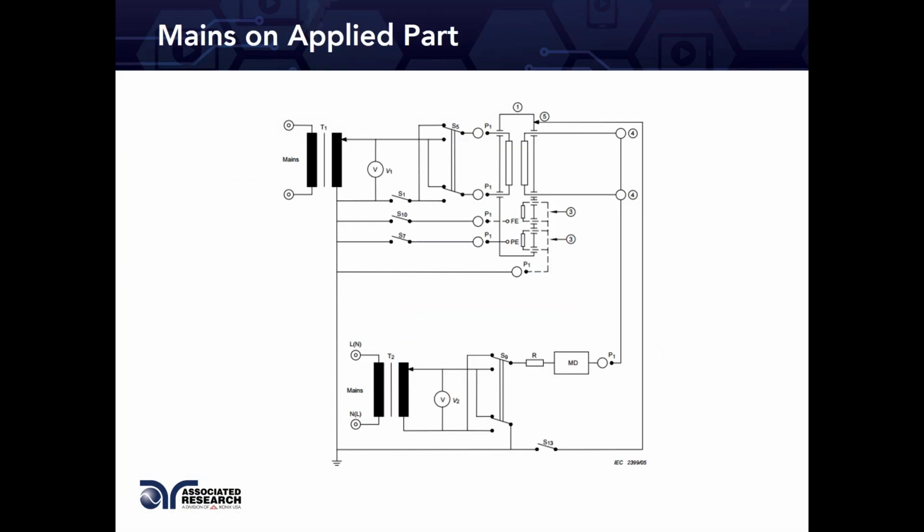Mentioned earlier, mains on applied part test. This is the definition. This is the actual figure in the standard, which shows you how to perform a mains on applied part test. Again, mains voltage from a secondary source, T2, it needs to be isolated again. T2 needs to be an isolated source for operator safety during production run or safety test. And also, they show you to simulate a resistor for current limiting resistor.